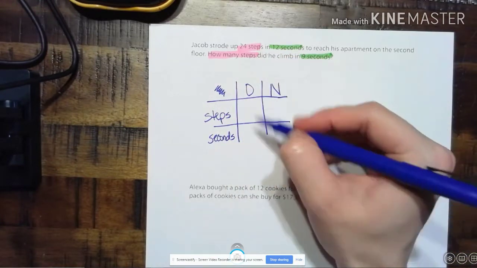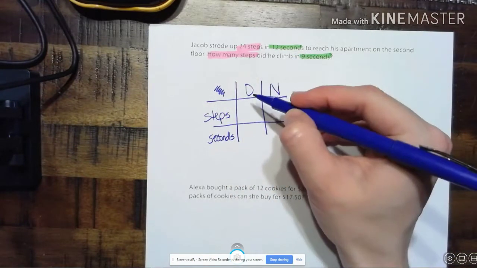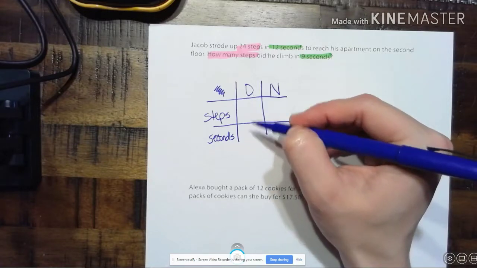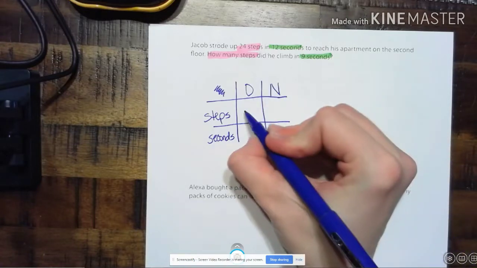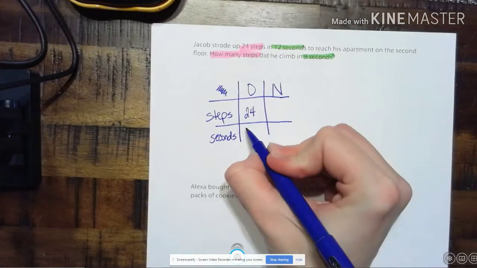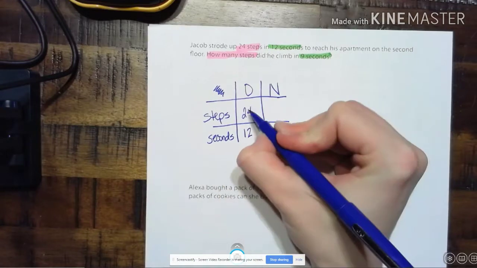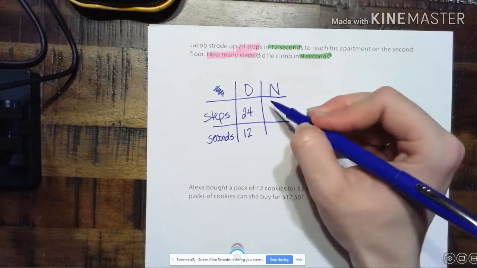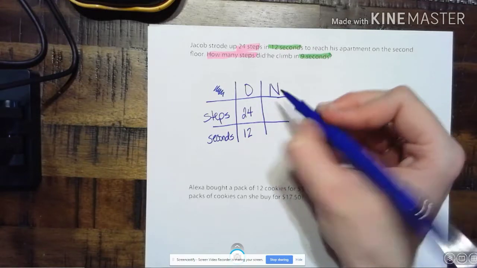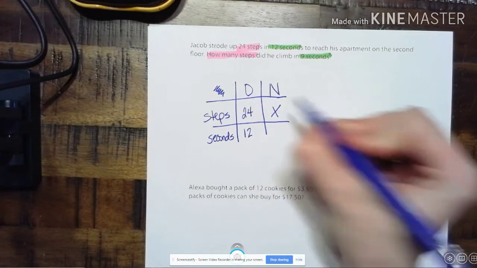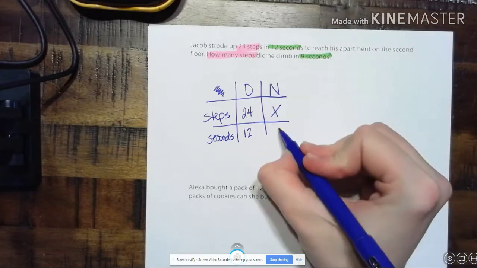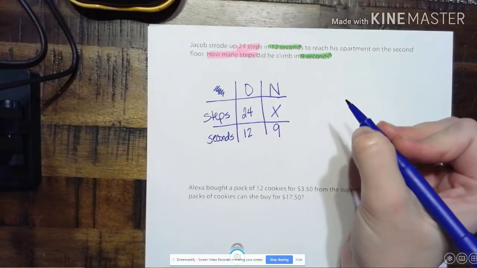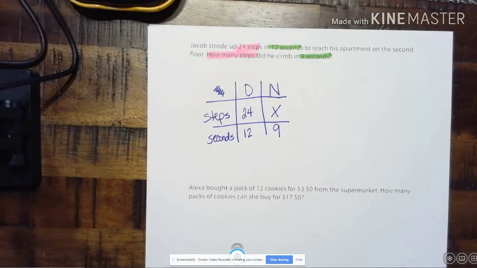So my original amount is where I've got both amounts given to me. So original steps would be 24. Original seconds would be 12. Those two things go together, 24 steps in 12 seconds. My new amount is what I'm looking for. So I'm looking for the number of steps and then how many steps that I can do in 9 seconds.